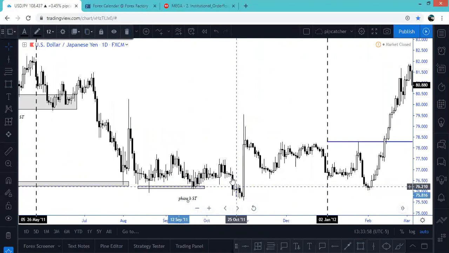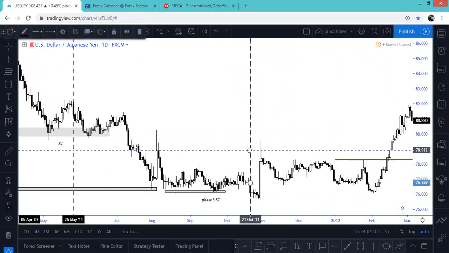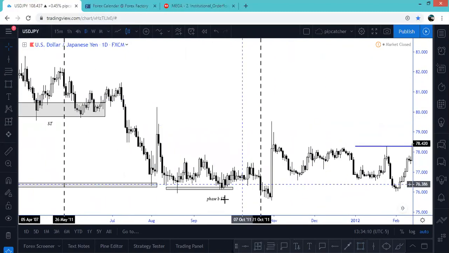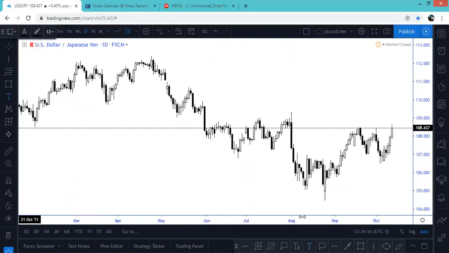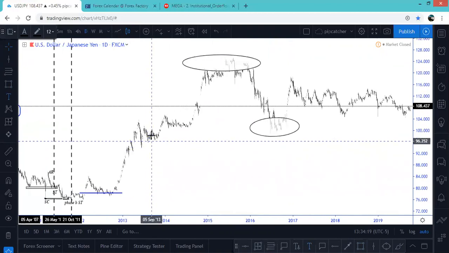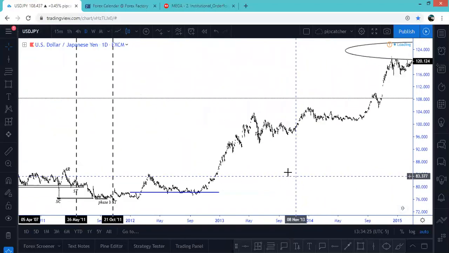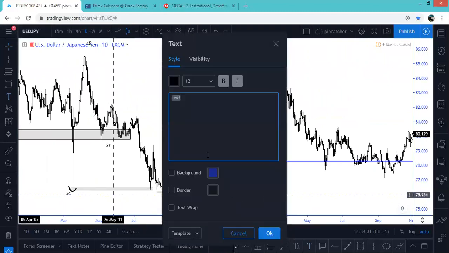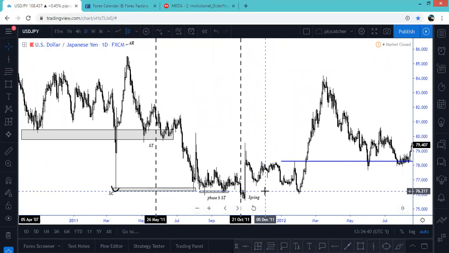Remember, we're in phase B. This is the secondary touch, right? This is the secondary touch. And then we get that spring action, right? We get that spring. So right here, oh, where are we at? Let's go back down into here. We get that spring right here. Now we're in phase C.